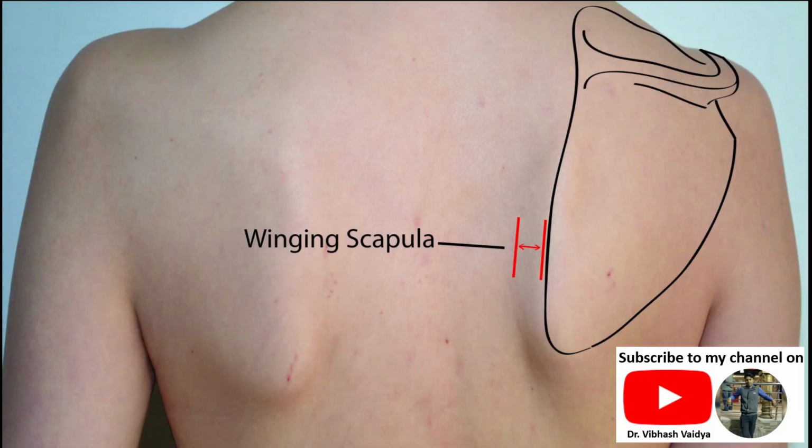Paralysis of the serratus anterior causes winging of the scapula. The medial border of the bone becomes unduly prominent and the arm cannot be abducted beyond 90 degrees. This is all about the osteology of the scapula. I hope you all have understood the topic. Thank you.